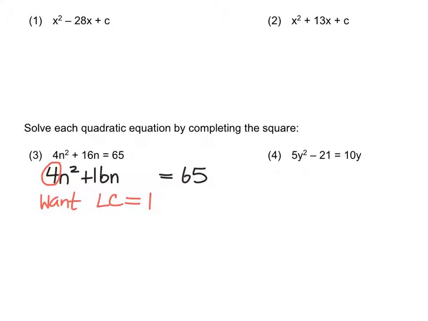So the 4 has to go. How? Subtract. Just the 4? Yes. Divide 4. Yeah, we're going to divide it out. All right, so divide out the 4. So divide everything by 4.